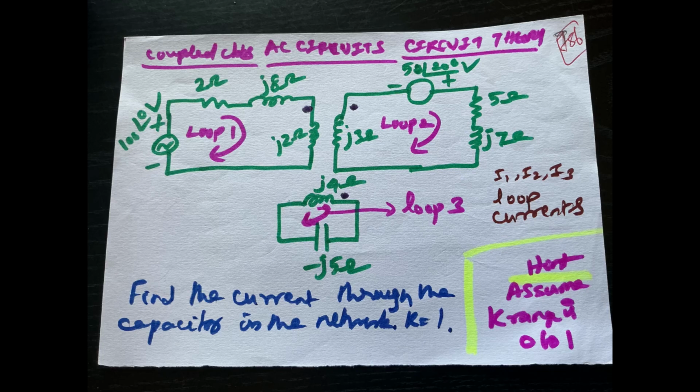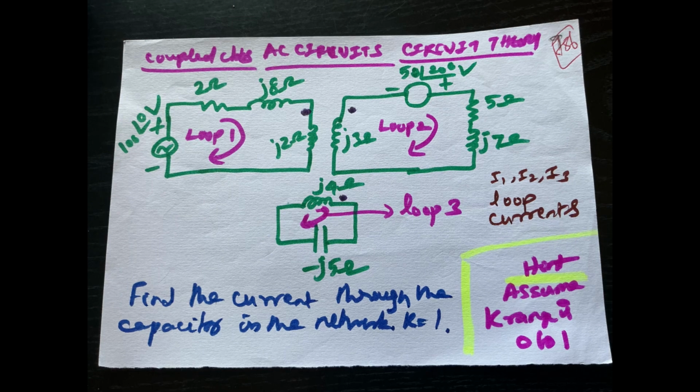The entry points are shown in the figure. The first coil's entry point is at the dotted area, and the second coil's entry point is at the dotted point. The third coil's leaving point is at the dot. Find the current of the capacitor in the network. K is 1. We already know K ranges from 0 to 1. I1, I2, I3 are the loop currents.